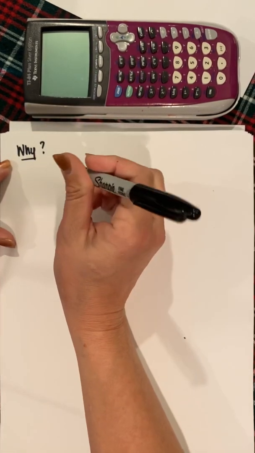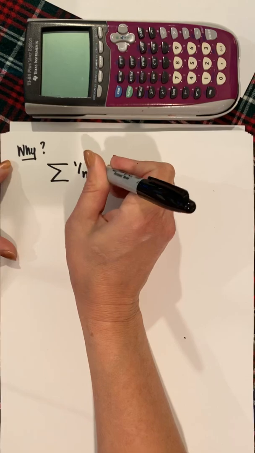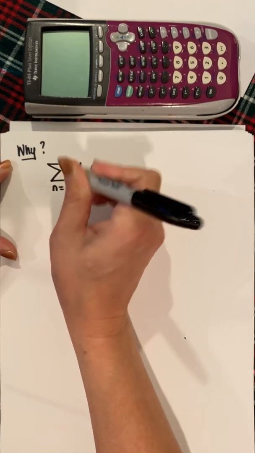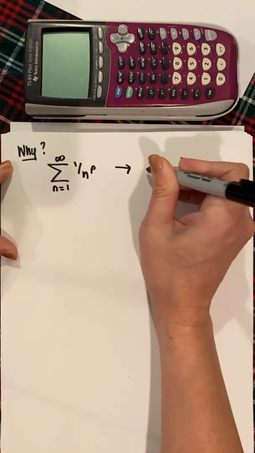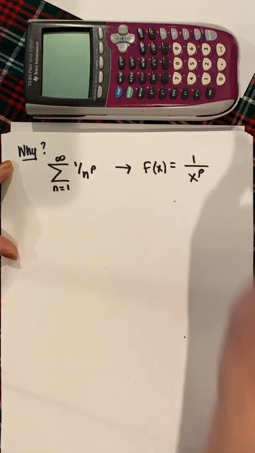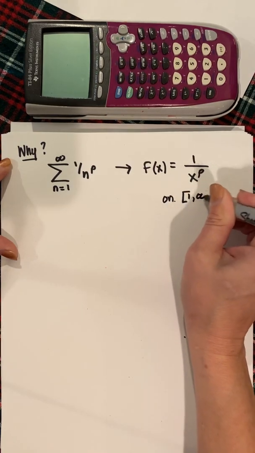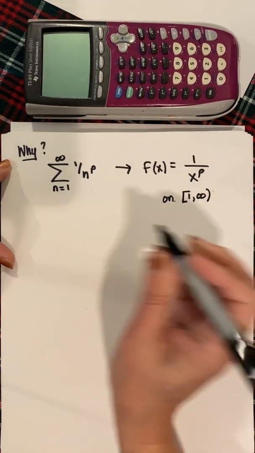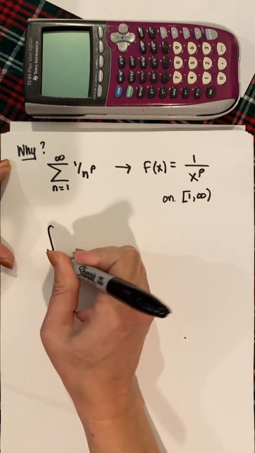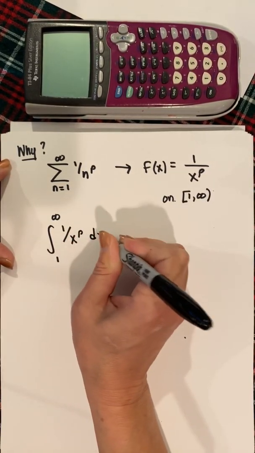And we can use the integral test, right? So the sum of 1 over n to the p, n equals 1 to infinity, corresponds to the function f of x equals 1 over x to the p on 1 to infinity. So let's integrate from 1 to infinity 1 over x to the p dx.